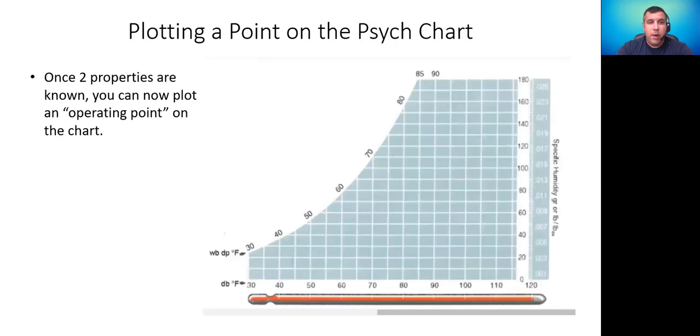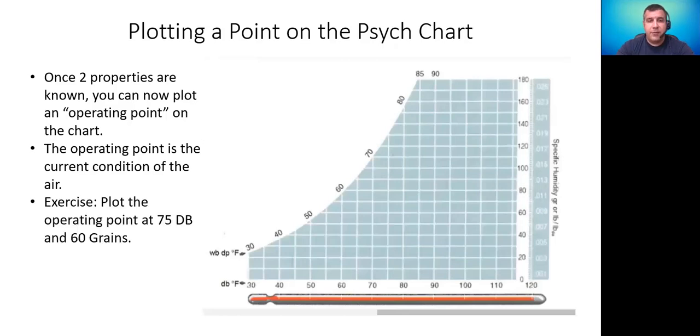Because we know two properties, we can now plot what we call an operating point on the chart. This is where in the chart the current air that we're living and breathing is operating at. It's the current condition of the air. So let's plot that example. 75-degree dry bulb and 60 grains. Here's our 75-degree line, just as we did before. And here's our 60-grain line. So our operating point is at the intersection of those two lines. It's that simple.